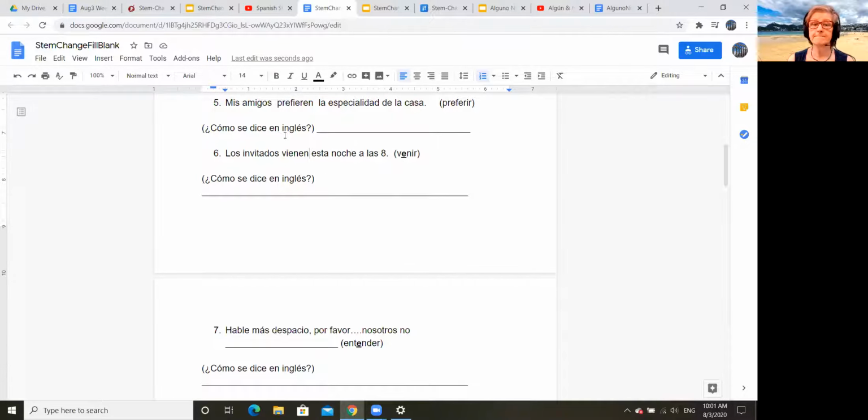The guests are arriving tonight at 8 o'clock. Invitados means the invited ones, but if you said the invited ones in English, people would think you were weird. Invitados means guests. Whoever you invited, los invitados, the guests. The guests are coming tonight, esta noche. This night means tonight, esta noche, a las ocho. The guests are coming tonight at 8.